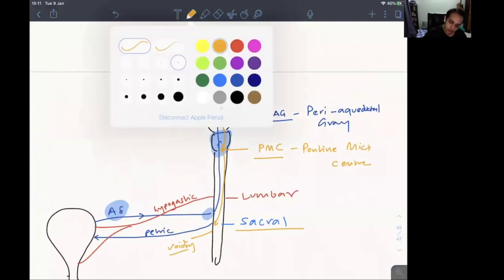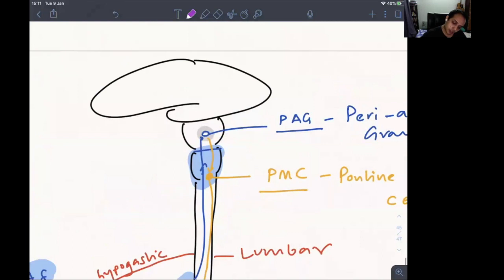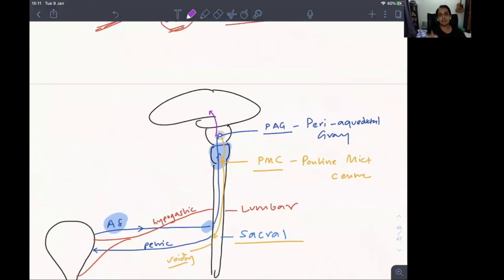Okay. Now, there is also an input from the PAG up to the brain, because it's not just important for the brainstem to know that your bladder is full, even you want to know. So your conscious self, you need to know that your bladder is full. So that sensation ascends up. It will go to the thalamus, it will go to the insula, and it will go to the prefrontal cortex. So prefrontal cortex is where you become aware.